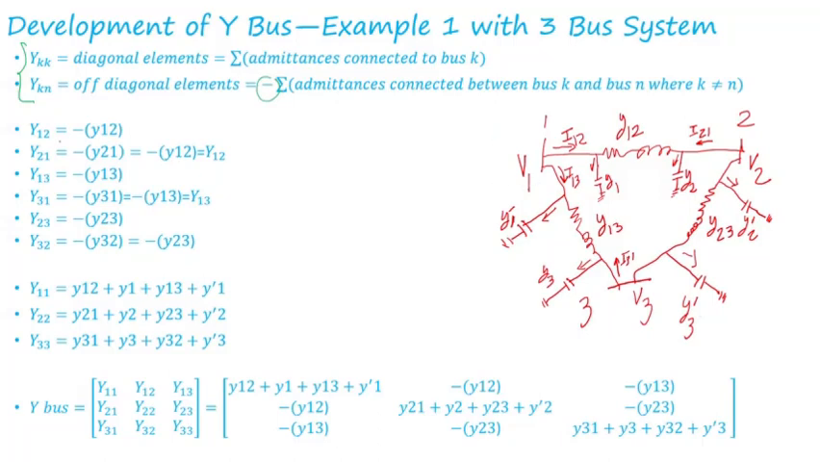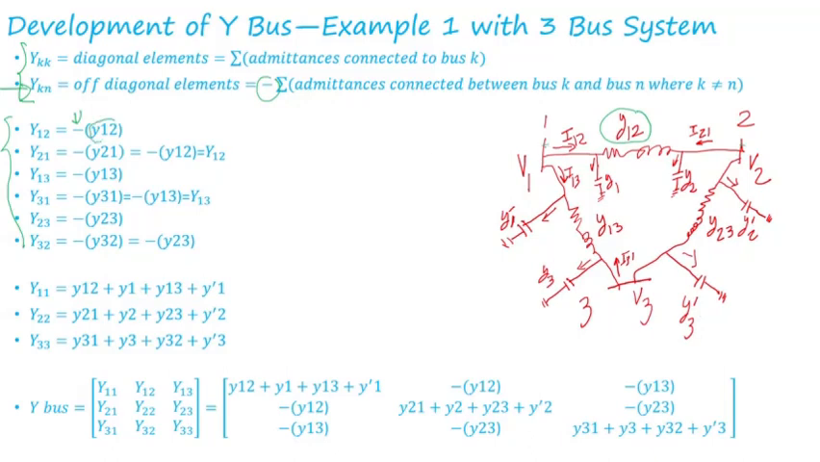So let's apply that. These are the off-diagonal elements. For Y12, I'm going to apply this equation. It's minus, so I have to stick this minus sign here, then the sum of all the admittances connected between bus 1 and 2. Bus 1 is here, bus 2 is here. The only thing connected to it is Y12. So I stick a minus sign, then Y12.